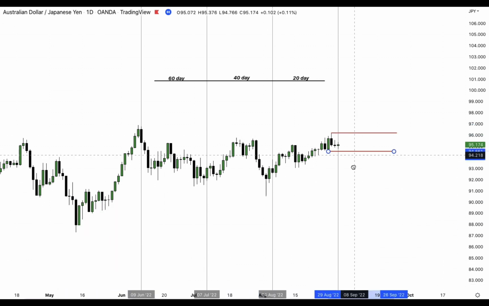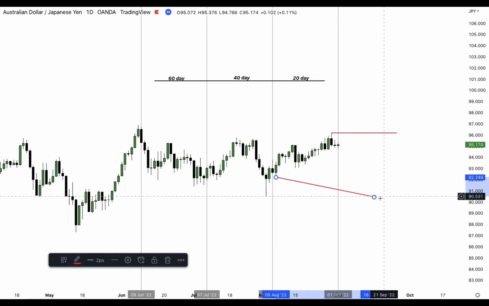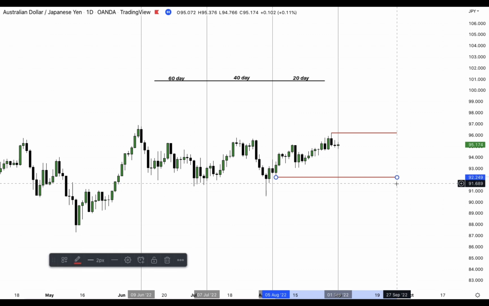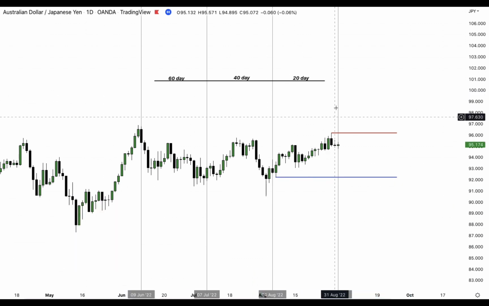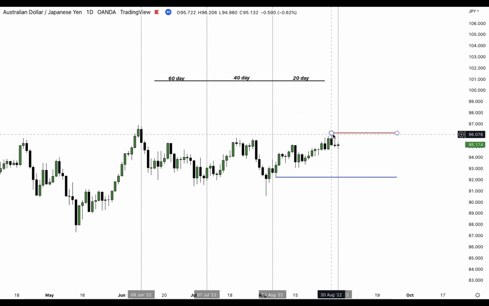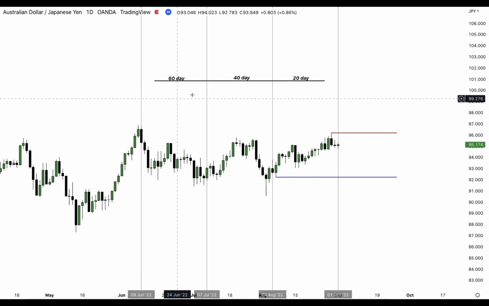Then we can see that we have the lowest low come in right here on August 5th. I'll mark that in blue. So that's our first bracket of time: the highest high and lowest low in the 20-day period. We'll do the same thing here.